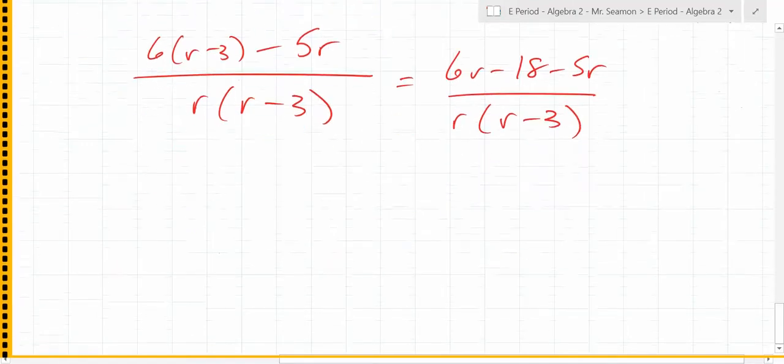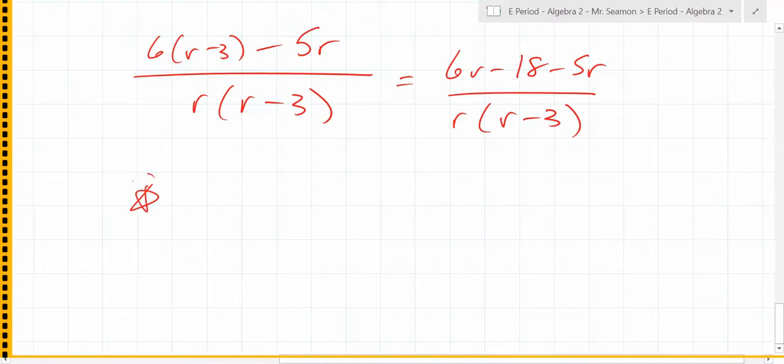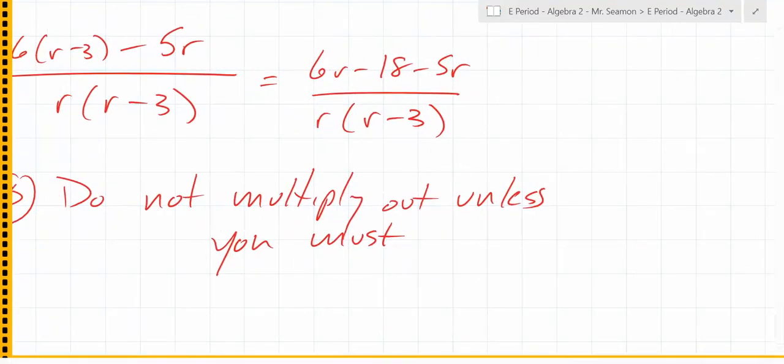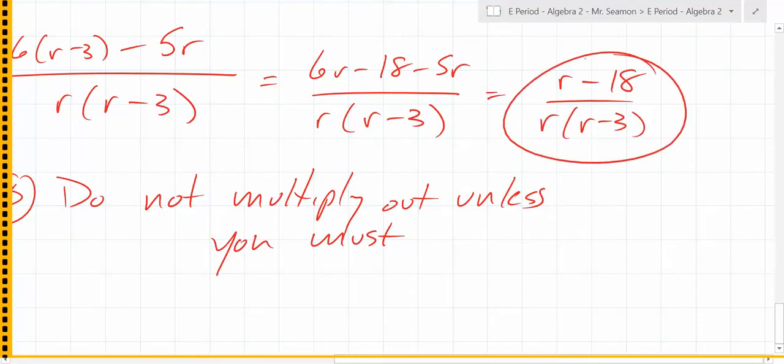Here's a really important time for me to tell you something that's really important. Do not multiply out unless you must. Do you understand? Do you see how I didn't multiply the denominator? Do not multiply out unless you must. So can we simplify that a little more? Yeah. So it's going to be r minus 18 all over r times r minus 3. This would be the answer I would look for right there.